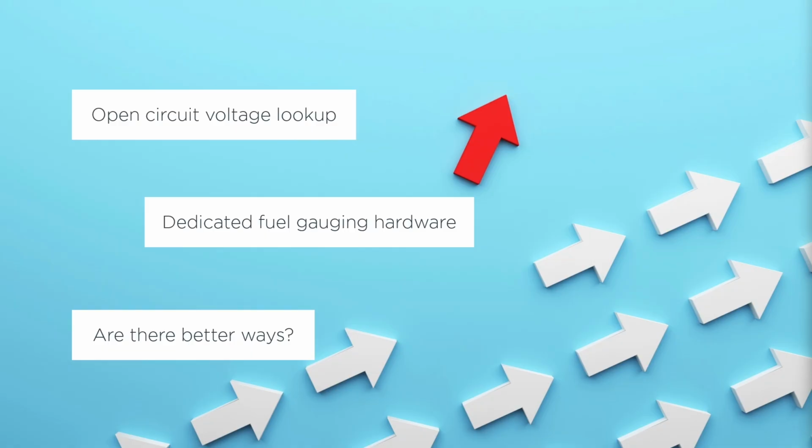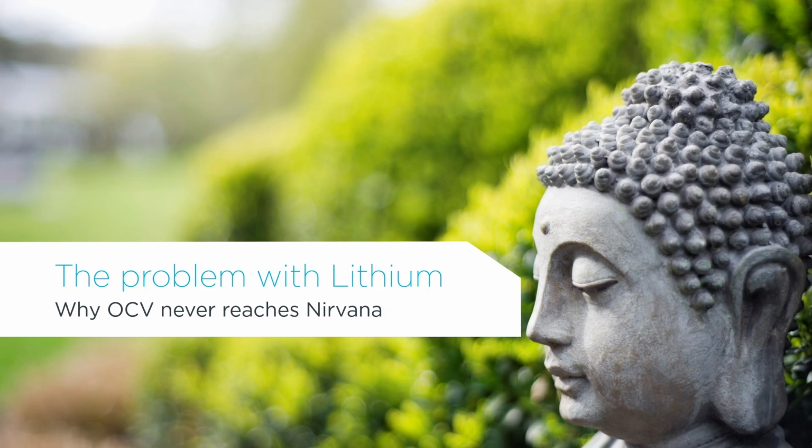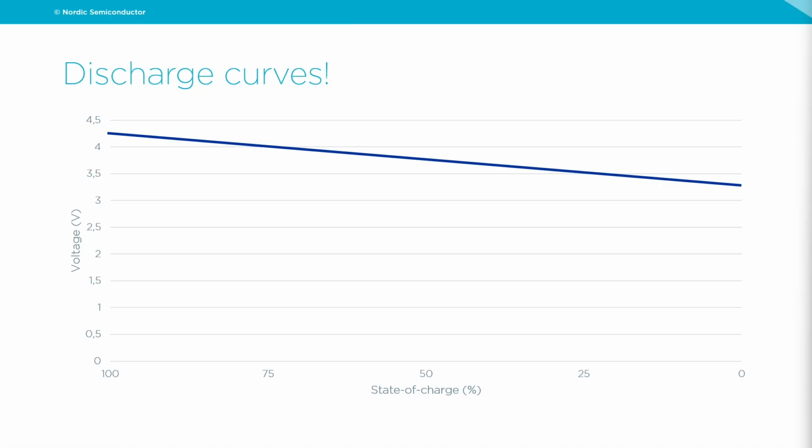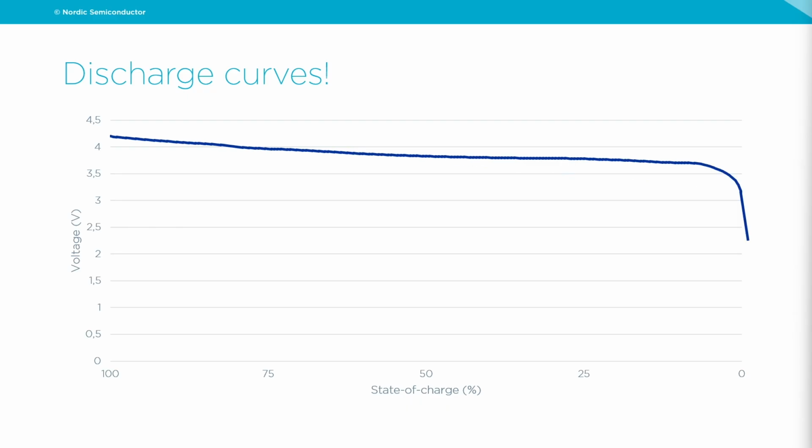But let's talk about the OCV method first, the open circuit voltage. And this is a problem especially with lithium-ion batteries or lithium polymer batteries. And that is discharge curves. In an ideal world, the discharge curve would be a linear line from your max voltage down to your minimum voltage. And then a voltage lookup table would be perfect. It would be very easy to relate voltage to state of charge in percent. Unfortunately, in the real world, voltage discharge curves don't look like this. They look more like this.